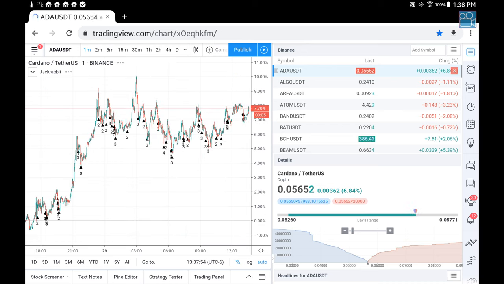Okay, now we see Ada. We see a lot of opportunities. This is what we want. We want lots and lots of opportunities for buying. Because every time it climbs, all of these climbs have sales. So this is exactly a good driving force. Okay, let's go to the next coin.